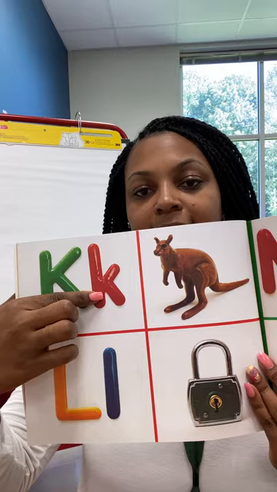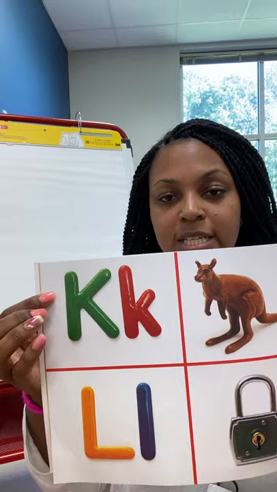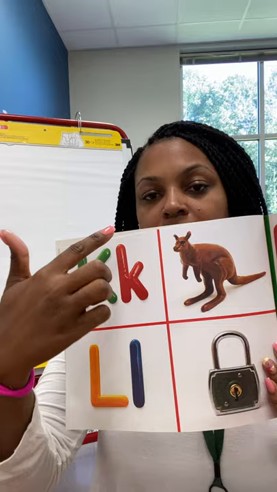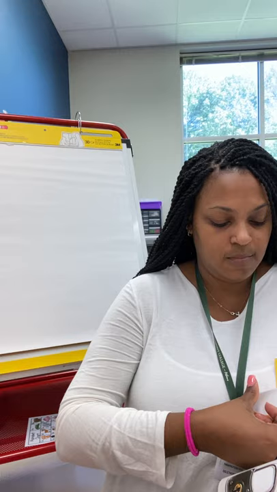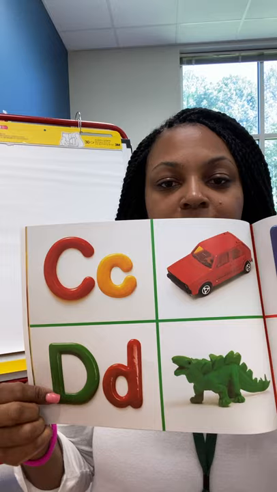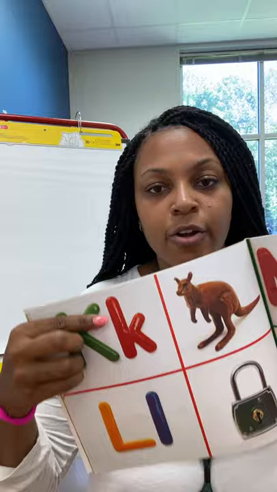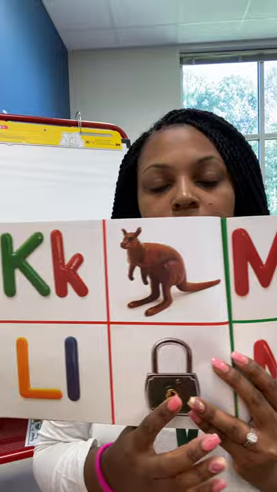K is for kangaroo. Miss Dalton, my name is Kimberly Dalton, so my first name starts with a K. Kimberly. And then it's Dalton. I'll go back so I can show you guys. Dalton, D. So, K is for kangaroo, and L is for lock.